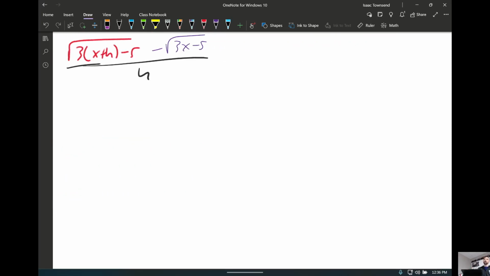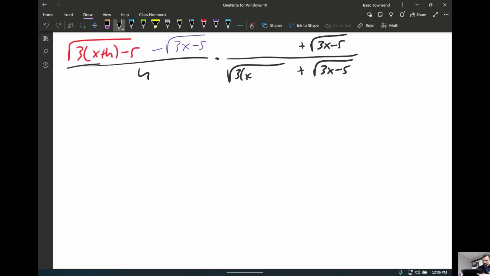So for this question type, foiling and factoring doesn't do much for you. It's not a complex fraction, so you can't do that. This is the type where you have to know to multiply by the conjugate of the numerator. Numerator because it's the one with the square root stuff. So this minus sign became those plus signs to be conjugates.